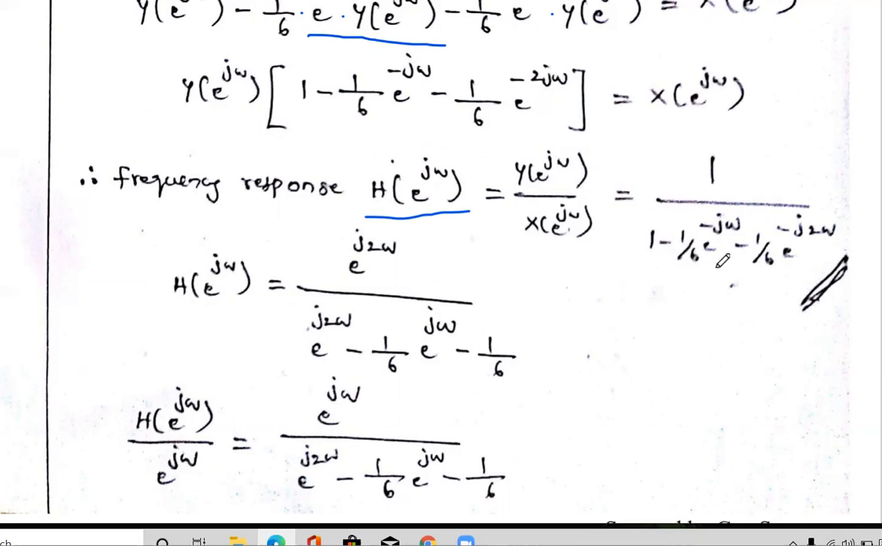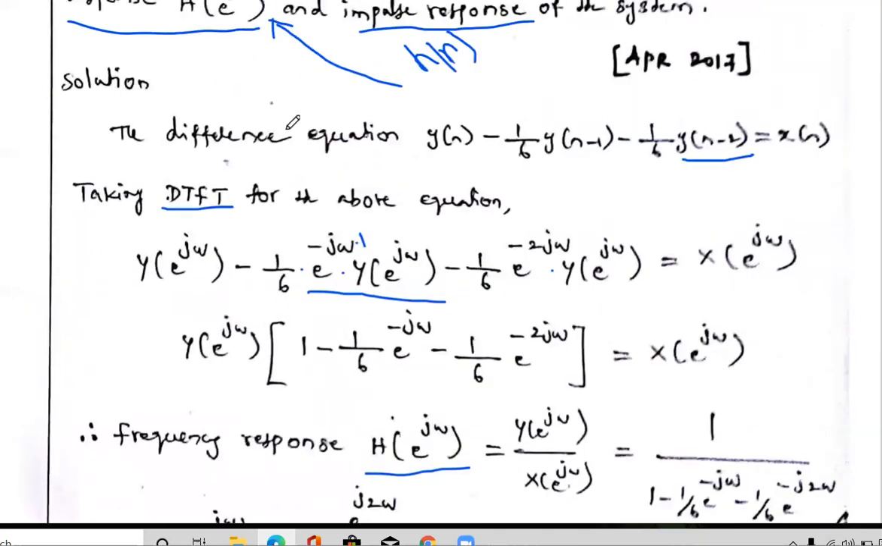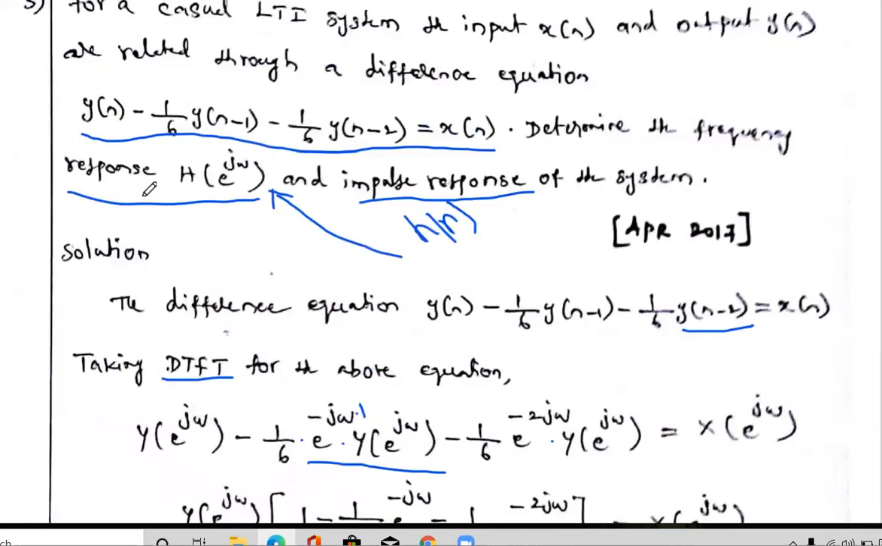1 minus 1 by 6 e power minus j omega minus 1 by 6 e power minus j2 omega. Okay, so this is the frequency response. So the first answer, the frequency response, we calculated. And what is the next thing? The next question is that we have to find the impulse response of the system.